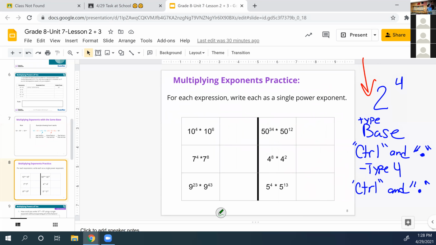So now on this next slide here, we're going to write each one of these as a single power exponent. So how would you rewrite this into a single exponent? I want you to take a minute right now to rewrite all six of these as one exponent. Very good job there, Olivia. Very nice. So let's start to work on this for 1 minute, and then we're gonna come back and go through them.